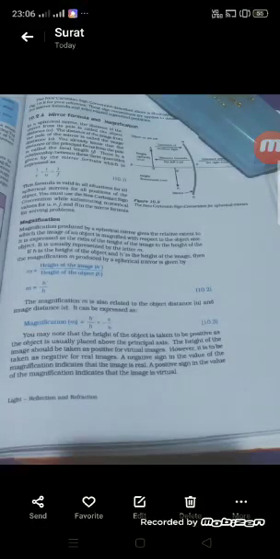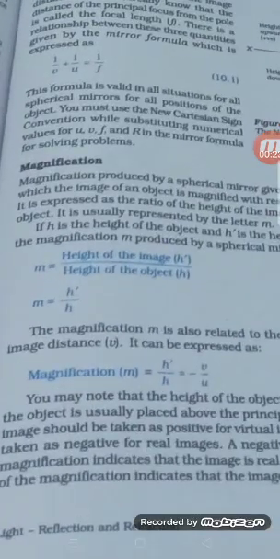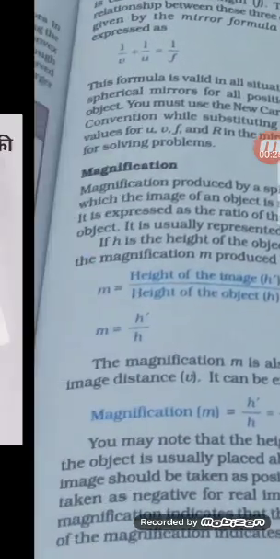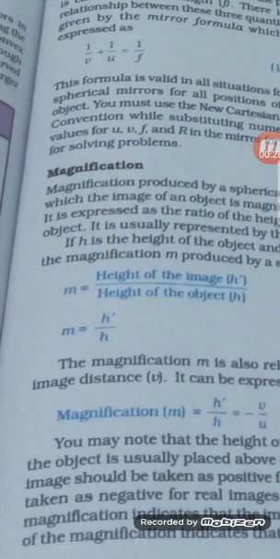We will start with magnification. Magnification in a spherical mirror gives the relative extent to which the image of an object is magnified with respect to the object size. Means if your object size is very small, then we have to magnify it and observe it. For example, in a microscope.